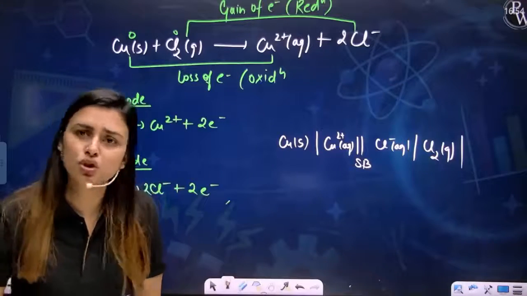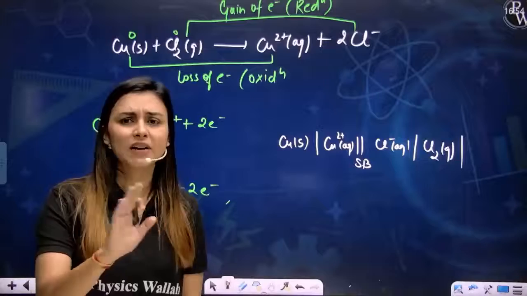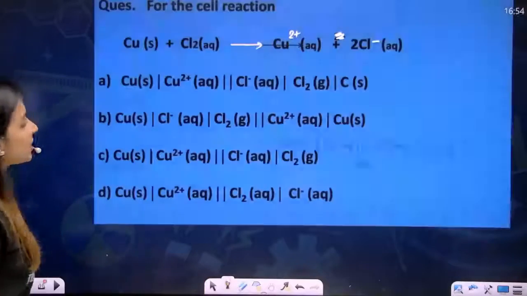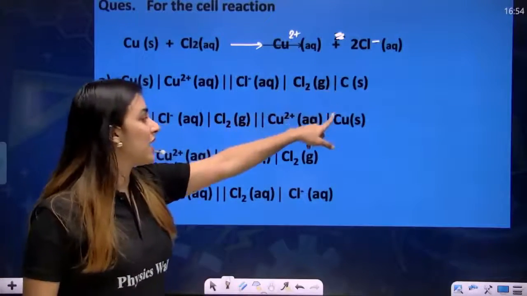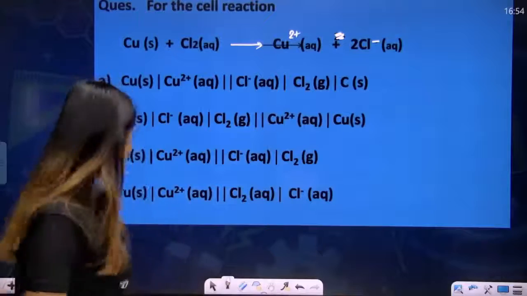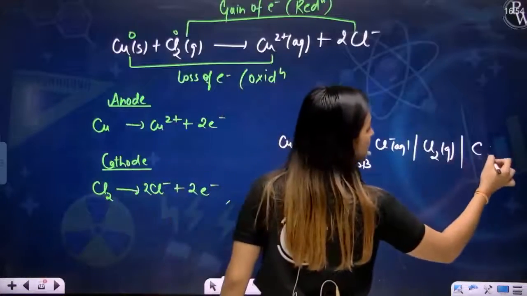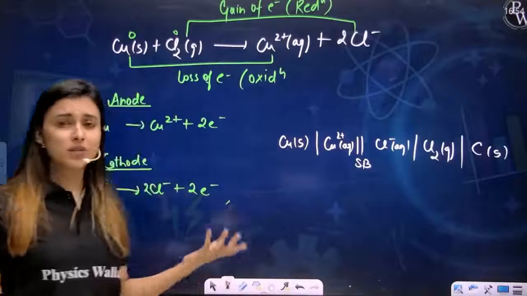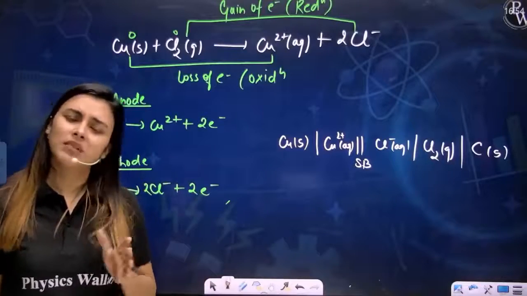Now, my dear students, you could have written platinum solid. That would have been correct. But since you see the options, you have only carbon solid as inert electrode. So this time you will have to write carbon solid here. If the options were not given, you could have written platinum. That would have also been correct.